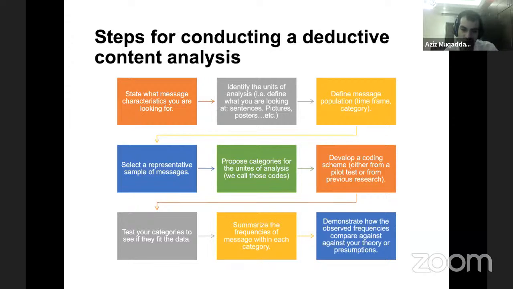And so again, you already state what variables you're looking for, and then you propose the categories which you're going to apply to the content, okay? From those categories, you're supposed to develop a coding scheme. A coding scheme is a detailed list, preferably, by which you define each variable and each category explicitly and in good detail.